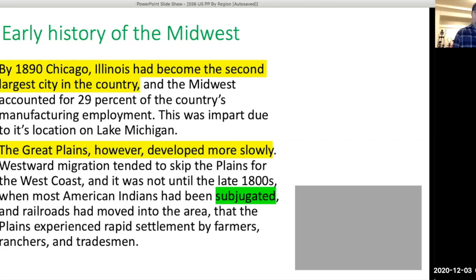So a huge percentage of people that were looking for jobs and looking to work in those industries lived in that area. Okay, still kind of true today. Chicago is one of our most populated cities. All right. The Great Plains, however, developed more slowly. Okay, westward migration tended to skip the plains, and people tended to head towards the west coast.